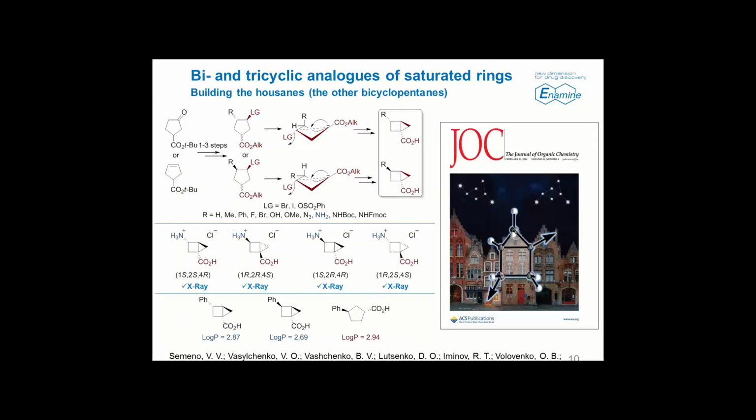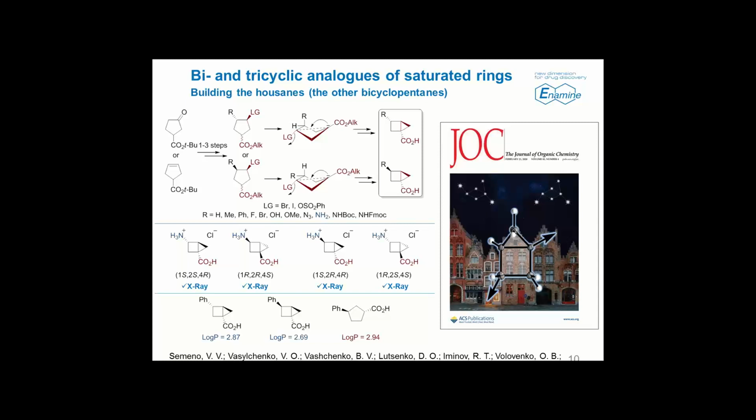Another work is related to carbocyclic systems. In fact, these compounds are bicyclopentanes, which are shown here, but not the well-known bicyclo[1.1.1]pentanes, which are used as isosteres for the benzene ring. These ones are bicyclo[2.1.0]pentanes, and they can be considered as analogs of monocyclic cycloalkane rings, for example, cyclopentane or cyclohexane.